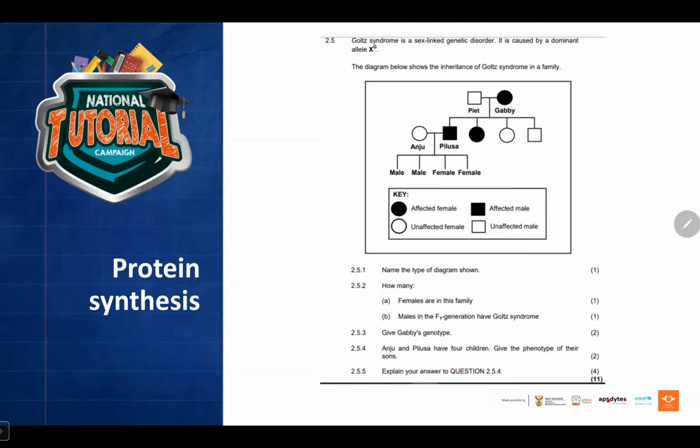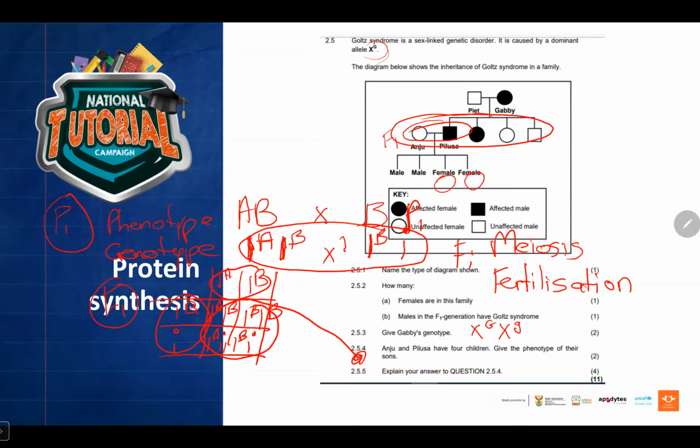2.5.4, Anju and Pelusa have 4 children. Give a phenotype of their sons. So here we see Anju and Pelusa, and here are their children.